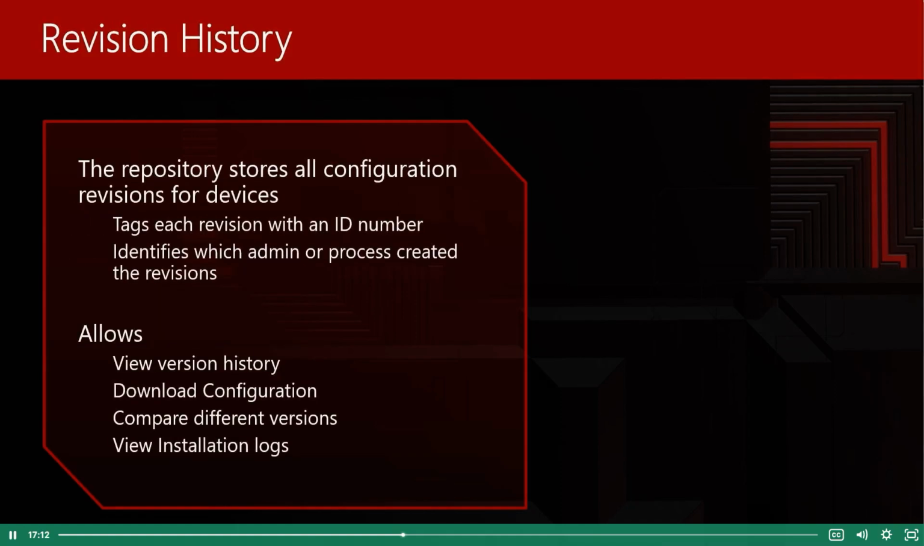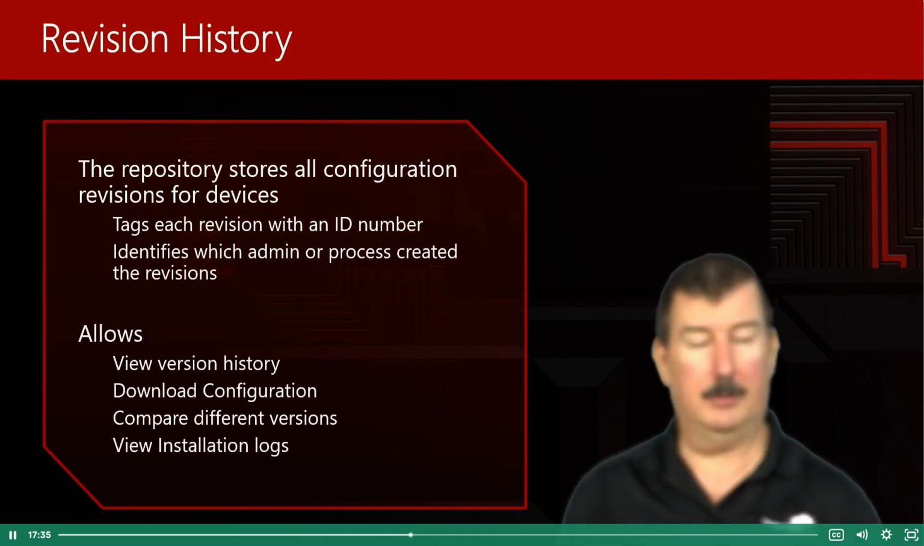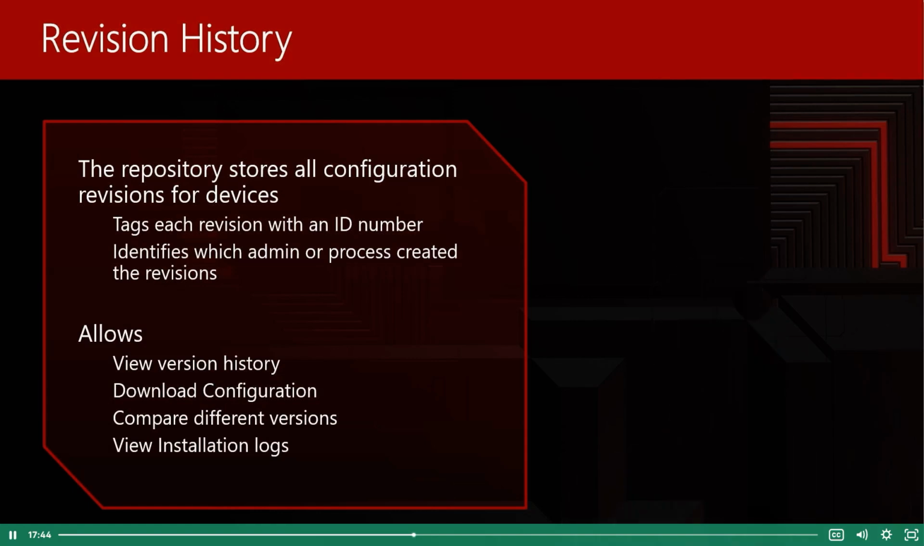Now, when you do this, this updates your revision history. For each revision history, all your configuration changes, there's a repository. Each of them has an ID number, and the ID number identifies which admin or process created the revision. So think about what we're doing here. This is saying that, hey, when there's something done, we create a new revision. Based upon this revision, we have an ID number. Based upon the ID number, we can go in and look at and verify who made this change.